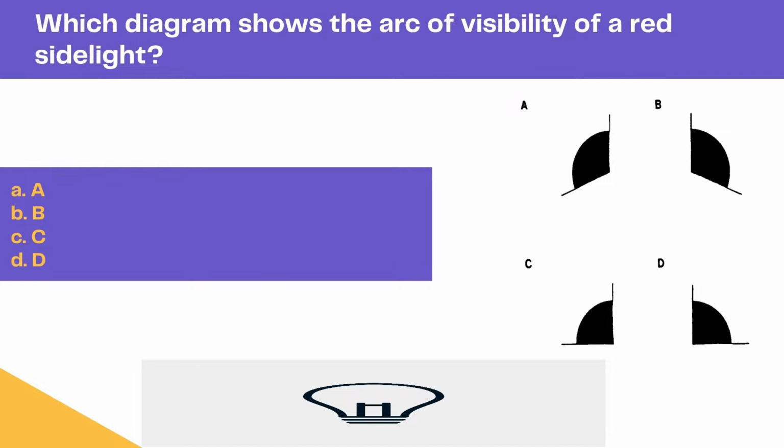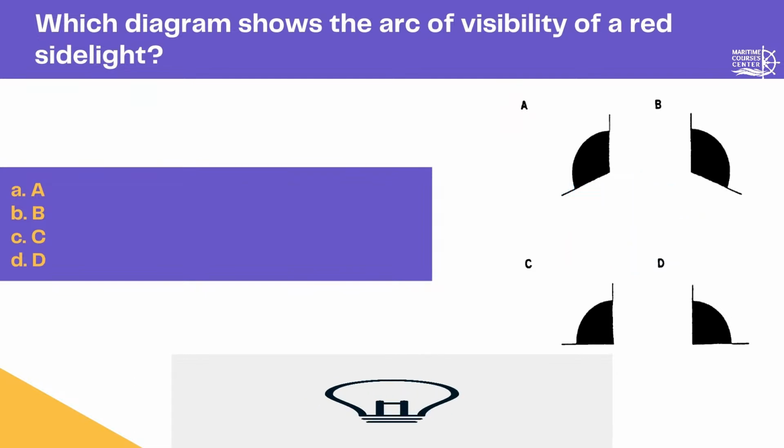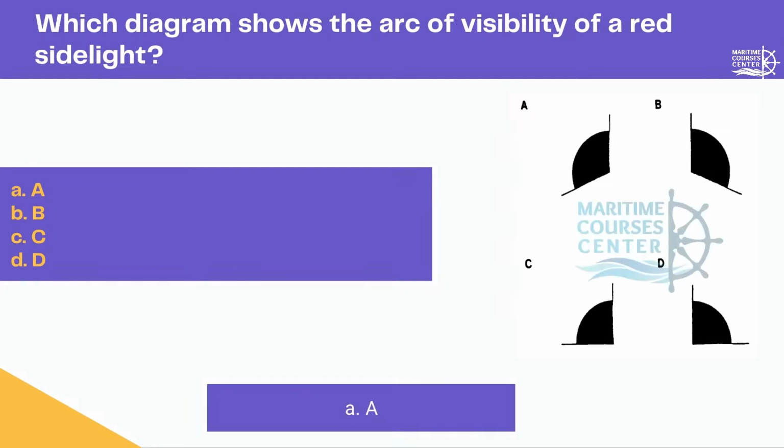Which diagram shows the arc of visibility of a red side light? As you can see here, we have picture A and picture B and C and D. Which one describes the red sector for visibility of the side light? A or B or C or D? Yeah, that's right. The right answer is going to be A.